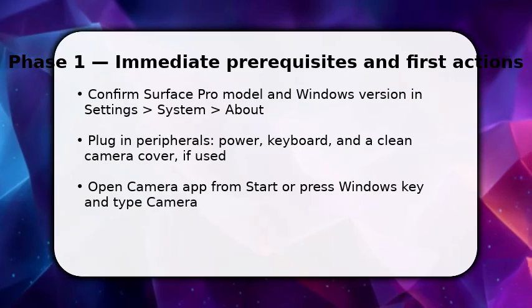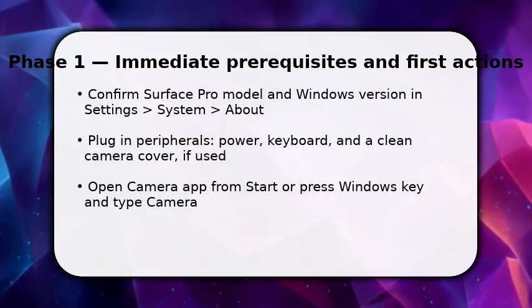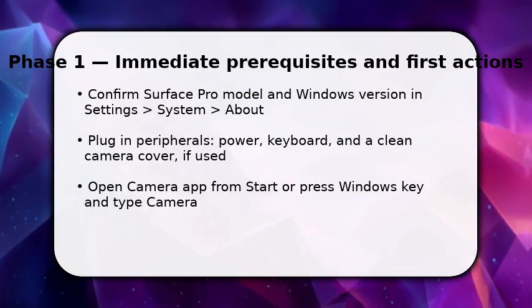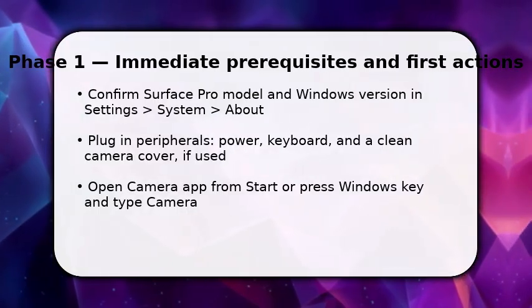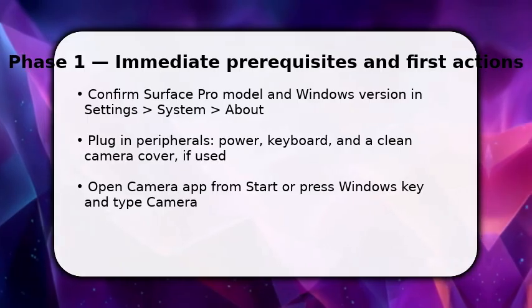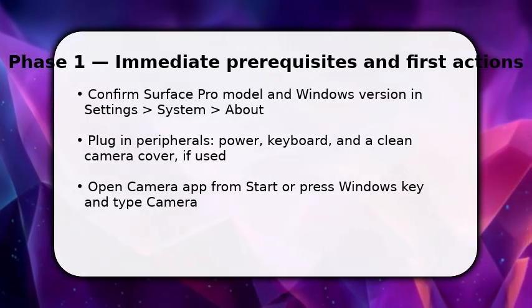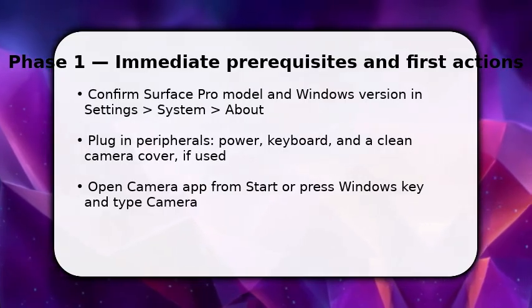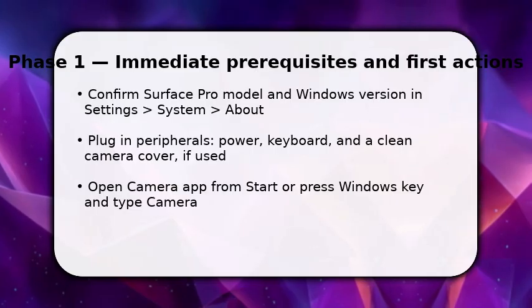Enjoy the video. You start by preparing the device so the camera will work predictably. First, confirm your Surface Pro model and Windows version in settings because drivers differ across models. Then plug in power and any accessories and remove a physical cover. This prevents accidental obstruction. Once done, open the camera app from start.